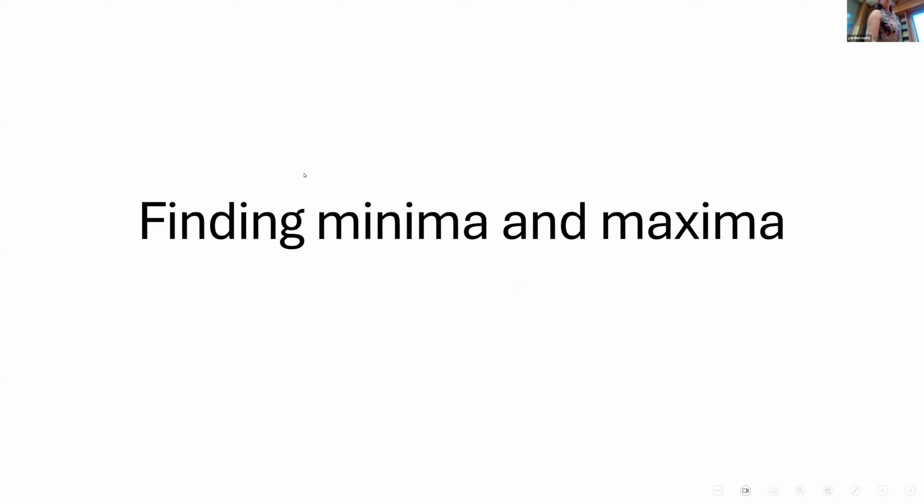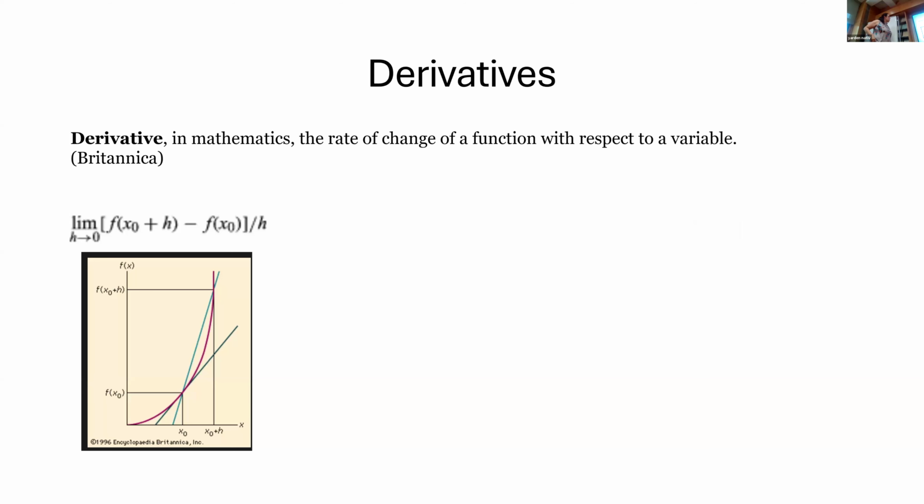So just to be sure, I want to talk first about finding minima and maxima. This is something which all of you should be familiar with, because it's using the derivative to find minima and maxima. So maybe just a short reminder about the derivative. This is the definition of derivative from Britannica. Derivative in mathematics is the rate of change of a function with respect to a variable.